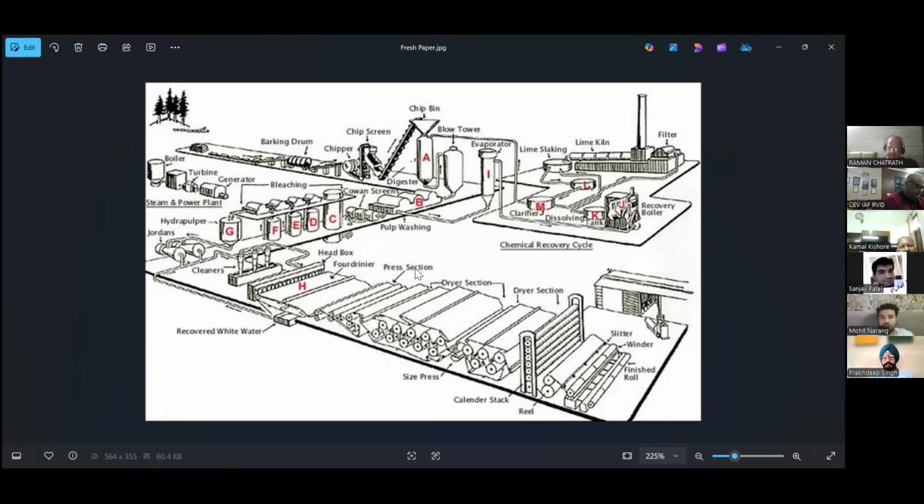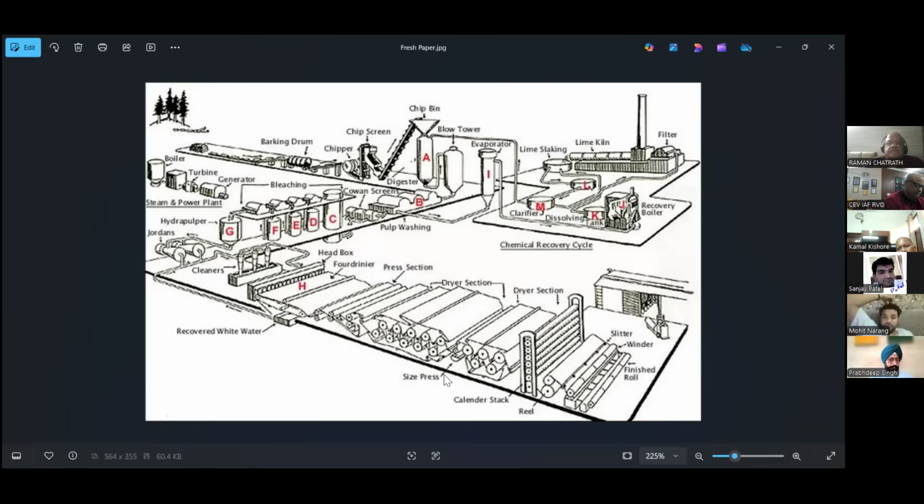So whatever moisture content, water part is available in the pulp, when you are pressing it, all the moisture content is removed, so paper becomes dry. So after the press section it goes to the dryer sections. Here your pulp is converted to the hard paper sheet. Hard paper sheet में convert हो गया है. From it goes to the sizing press.